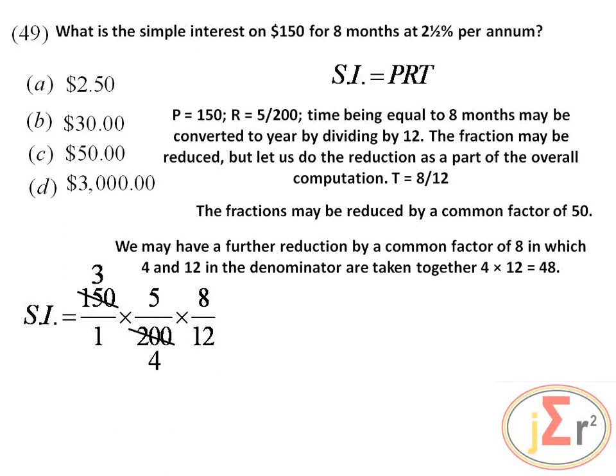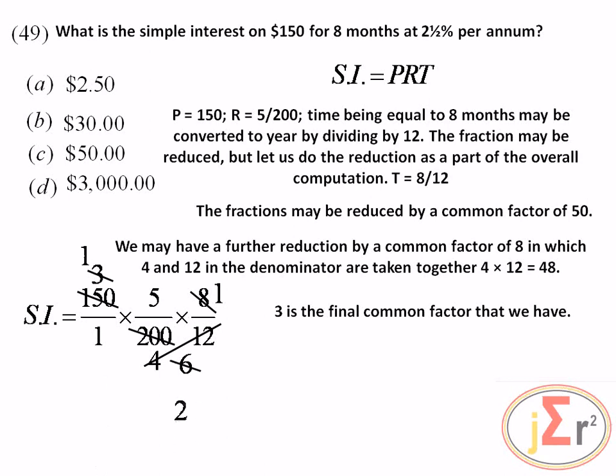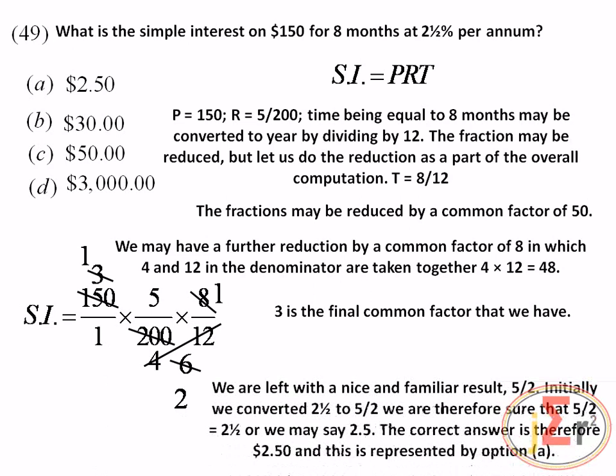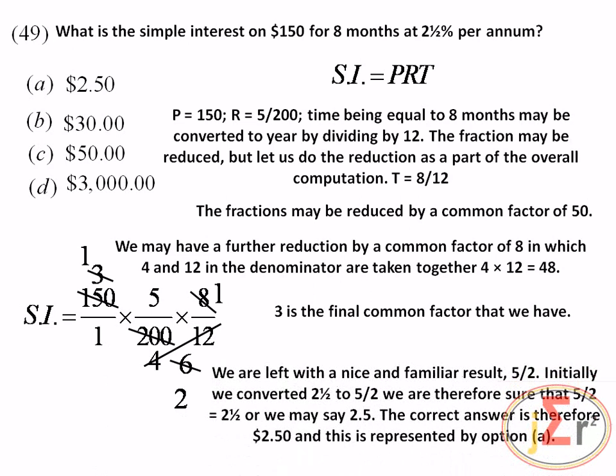So 4 multiplied by 12 is 48. So we'll take these two together and we will reduce them by 8. So 48 divided by 8 is 6, and of course 8 into 8 is 1. Yes. 3 is the final common factor that we have. So 3 into 3 is 1, and 3 into 6 is 2. What do we end up with? 5/2. We are left with a nice and familiar result, 5/2.